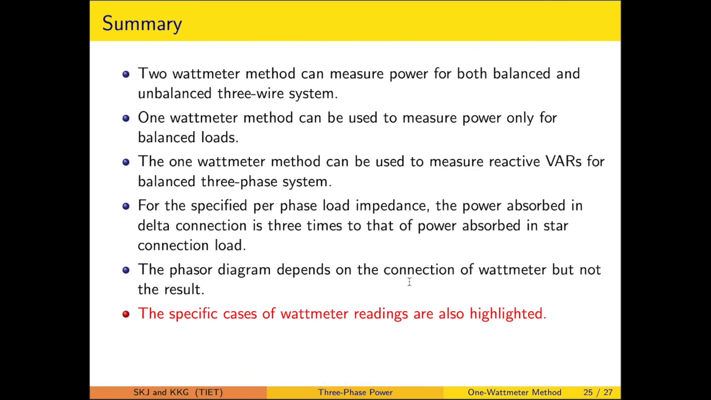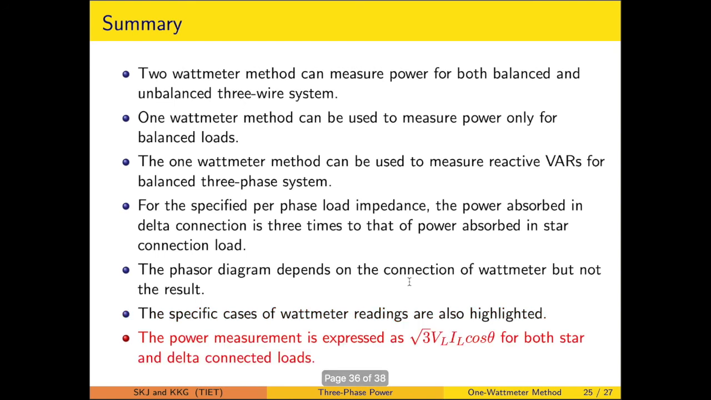Now there are specific cases of wattmeter readings, like when the power factor is 0, power factor is unity, power factor is 0.5, or when the power factor is lying between 0 and 0.5, 0.5 and 1, likewise they are highlighted. So the power measurement is always expressed in terms of root 3 VL IL cosine theta for both star or delta connected load. So this summary is concluding the discussion on the 3-phase system.